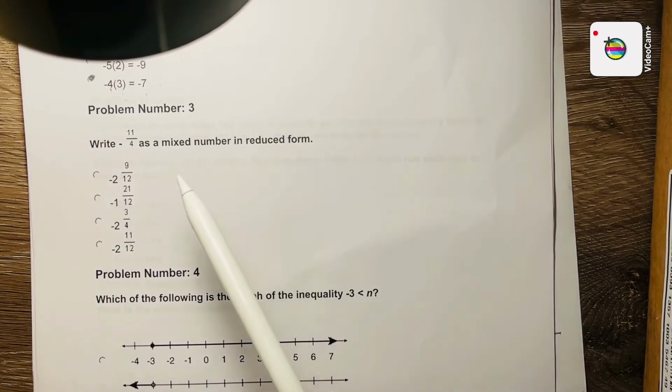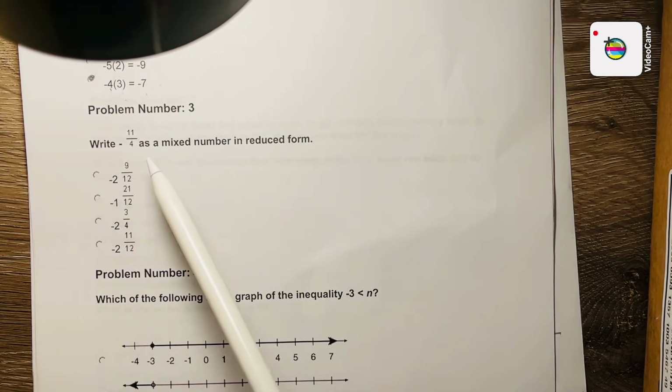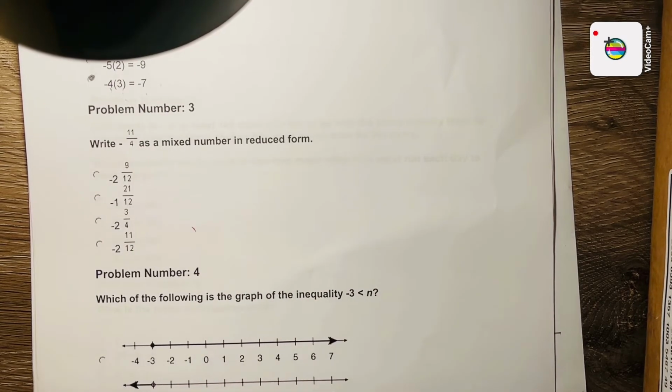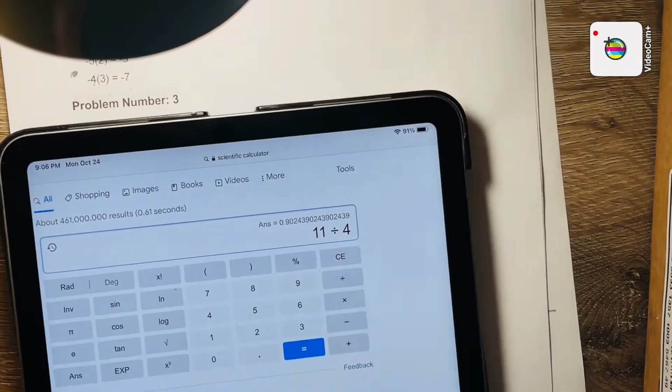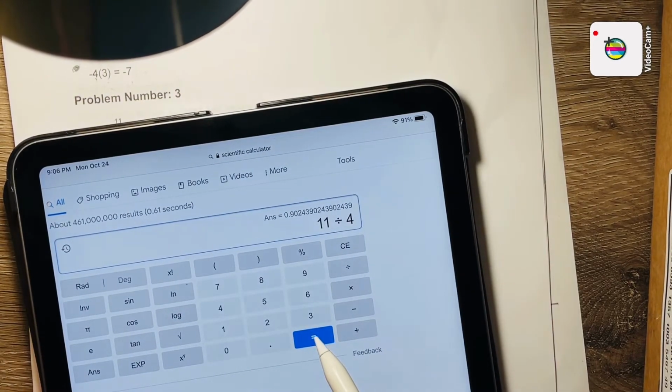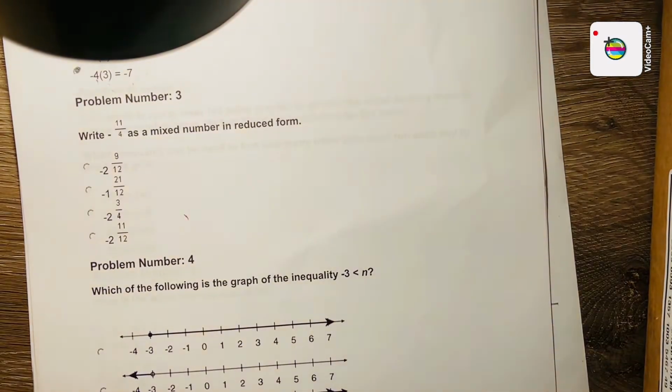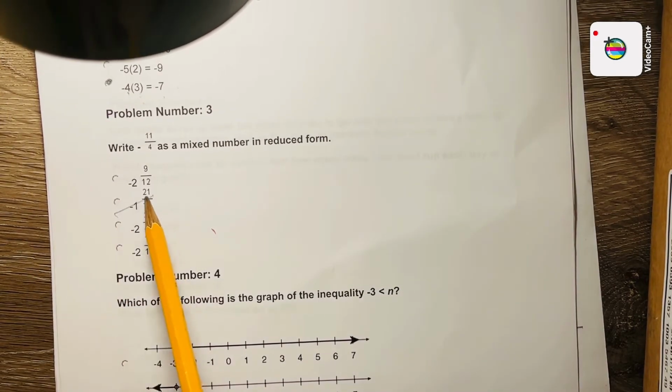Okay, problem number 3 says write -11/4 as a mixed number in reduced form. All right, what that means, 11 divided by 4. 4 can go into 11 twice, and you have 0.75 as a remainder. So it's not going to be this one because it has a 1 when we needed a 2.